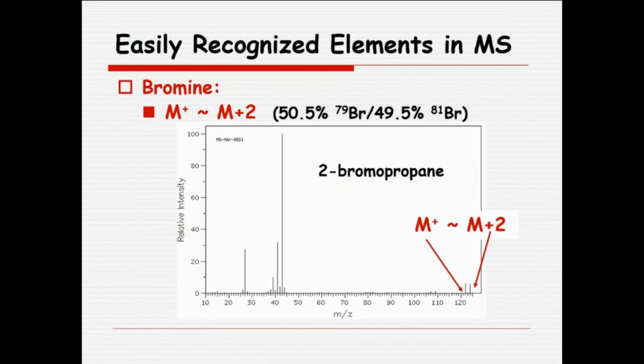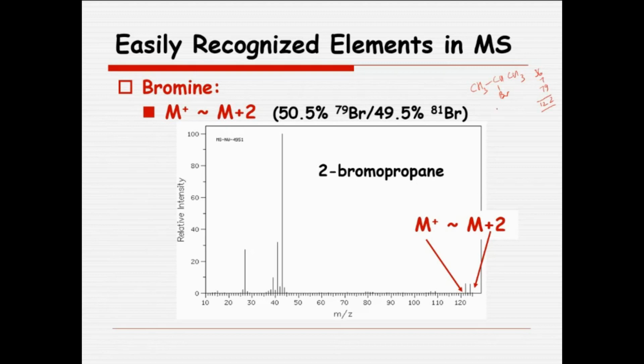Now we'll do some small problems. If there is an M plus 2 peak, how will the intensity of those peaks come out? Suppose I take 2-bromopropane. How do we calculate the molecular ion peak? 12 times 3 is 36, plus 7, plus bromine 79, so 122.